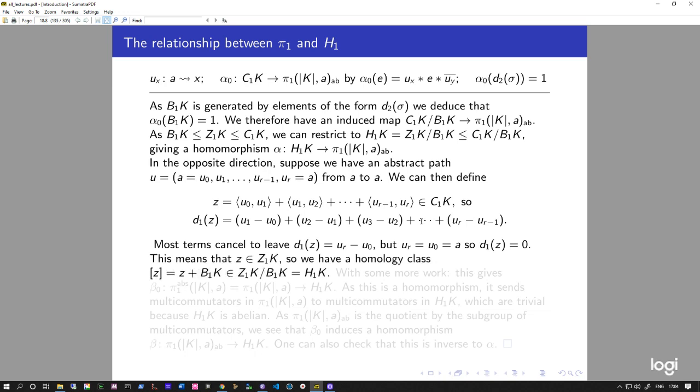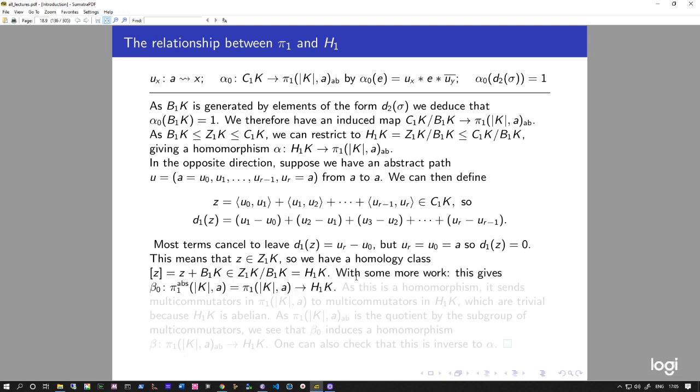So this element Z satisfies D1Z is 0. In other words, it's a cycle, an element of the group Z1K. And so we have a homology class, which is just a coset Z plus B1K. So that's an element of the group H1K. Okay. So this is beginning to give us a map from the abelianized pi1 to H1, but we need to do a bit more work.